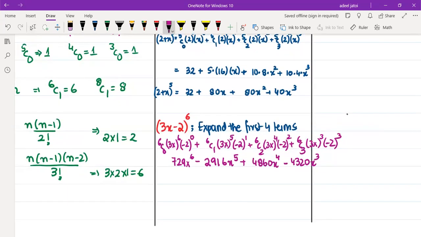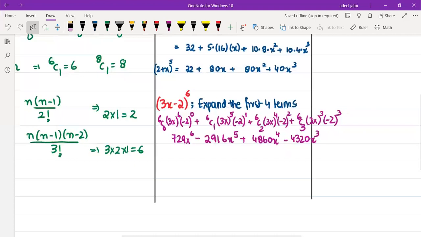Similarly, if you see in the second example, (3x minus 2) to the power 6, and we are expanding it to 4 terms, we see that we have what? Descending powers. We have the highest power with x to the power 6, and the coefficient of x to the power 6 is 729. X to the power 5, we have coefficient 2916. Then we have x to the power 4, with coefficient 4860. And x cube, we have 4320.